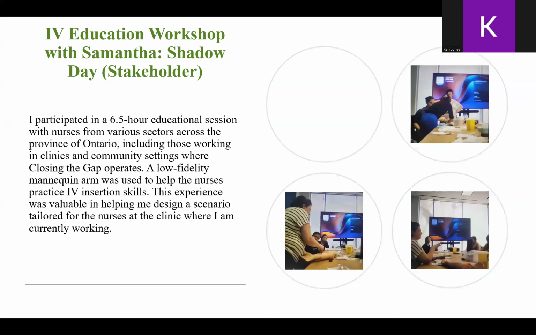IV education. This is a workshop in one of my shadowings with Samantha. The workshop we created, we had a great turnout of nurses. This is the arm that I used to train nurses in the clinic. Also, we had a volunteer individual that allowed nurses to poke him so that they get the exact feeling of skin, putting the tourniquet on, feeling for the vein, and then inserting the needle. So it was a really successful workshop that we did.